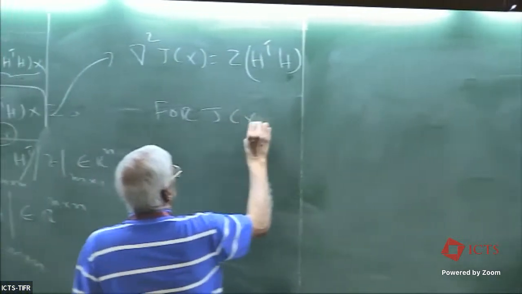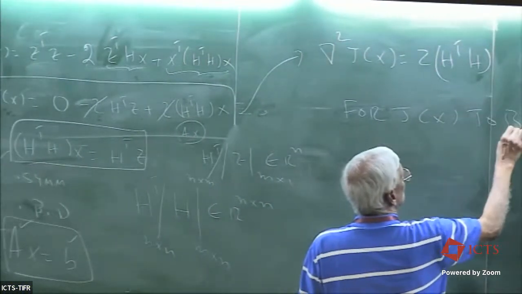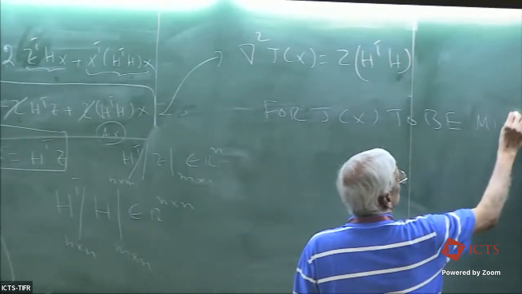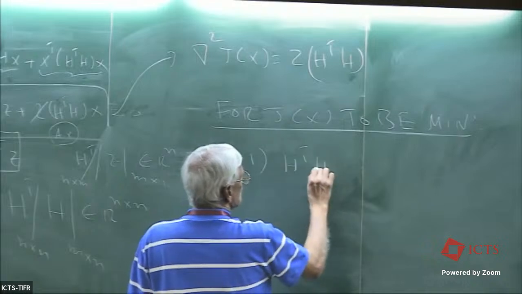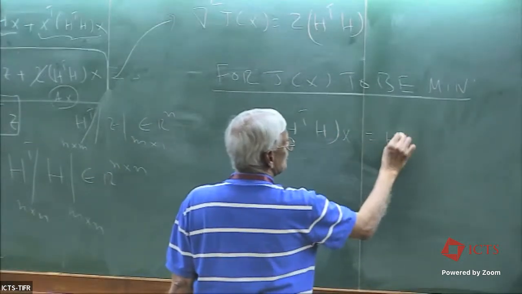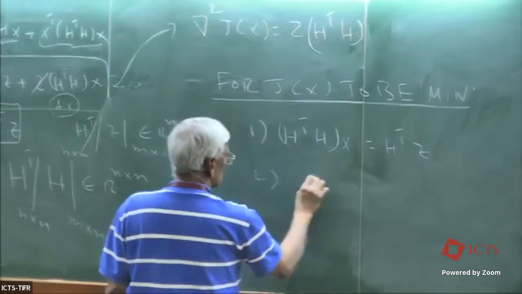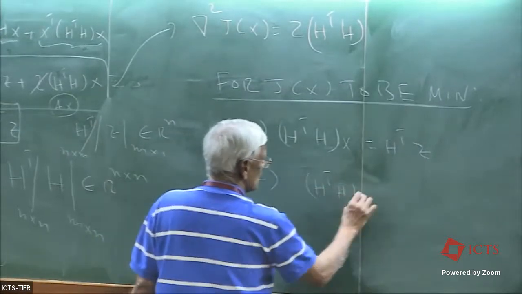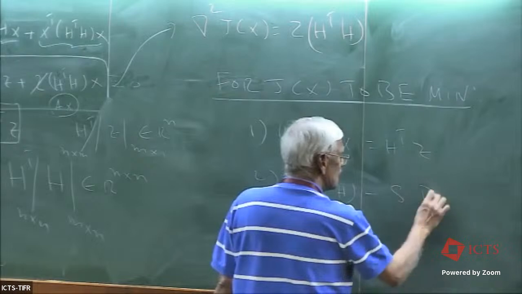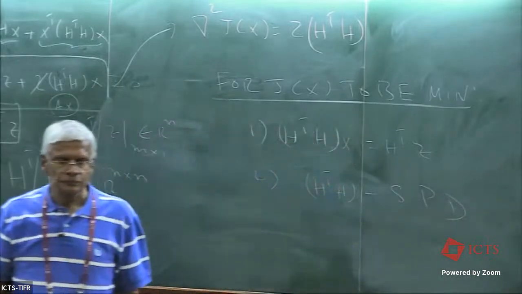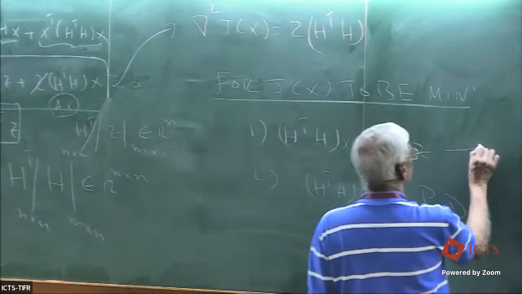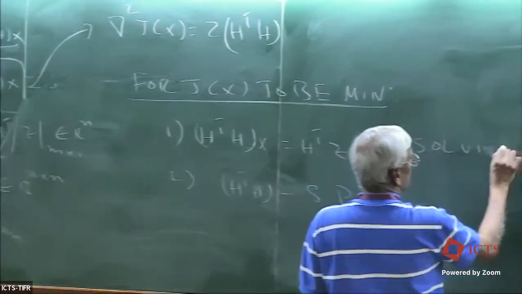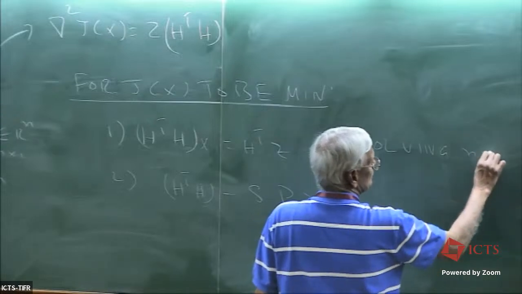For J of x to be minimum, first condition: H transpose H x must be equal to H transpose z. Second condition: H transpose H is already symmetric, it must be an SPD matrix. This calls for solving an n by n system.